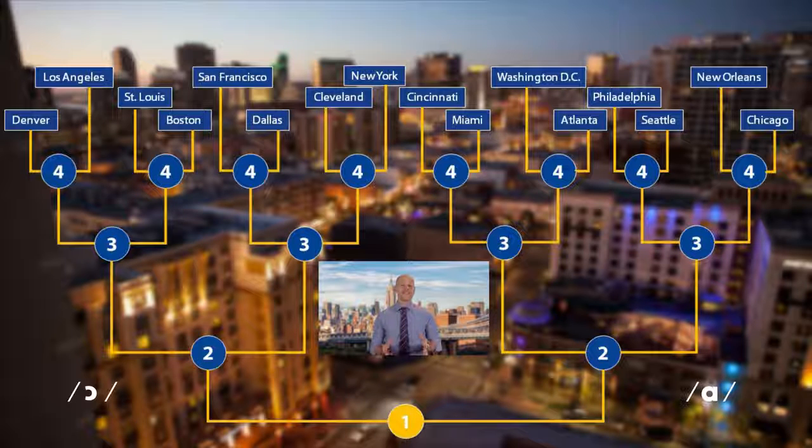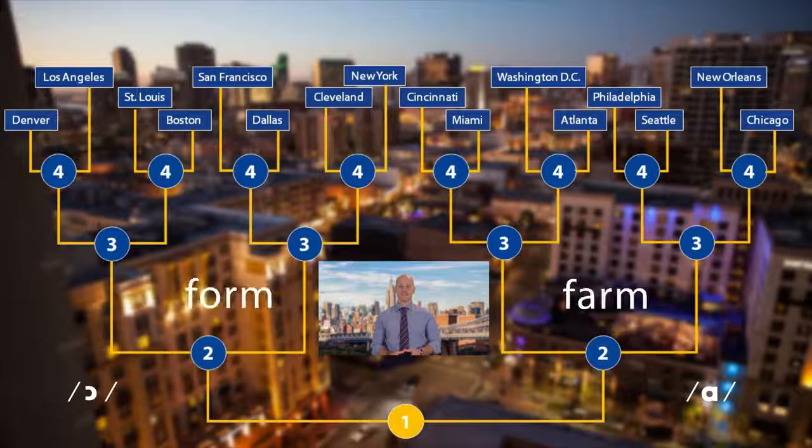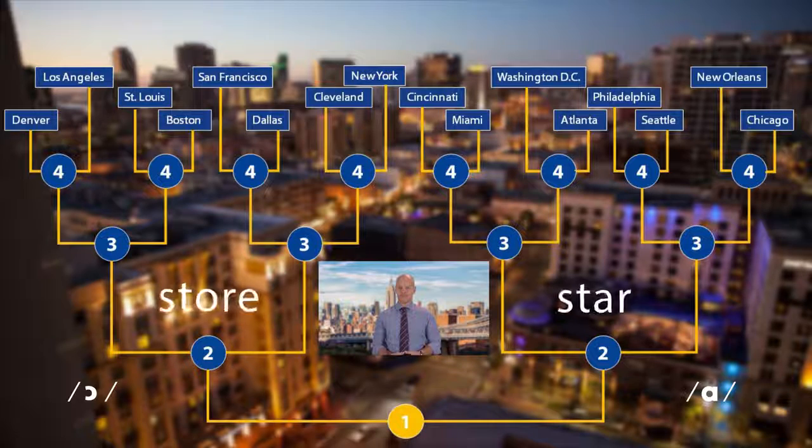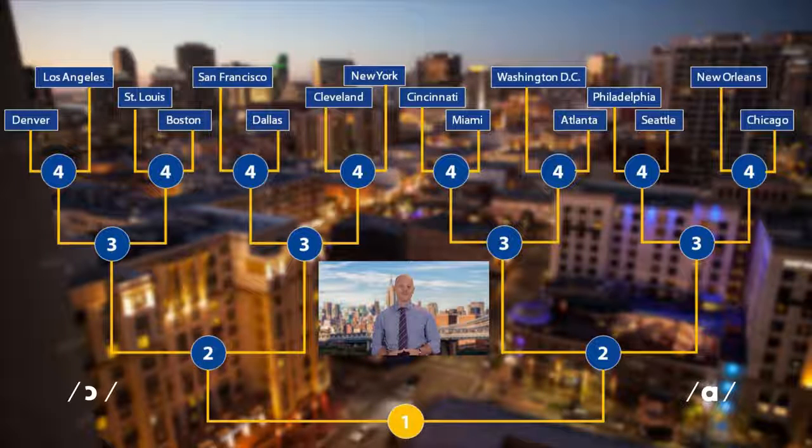In the first and the second set of words, I will say each word twice. Are you ready? Core, core. Farm, farm. Fort, fort. Store, store. Where are we? Write the name of the city in the comments.